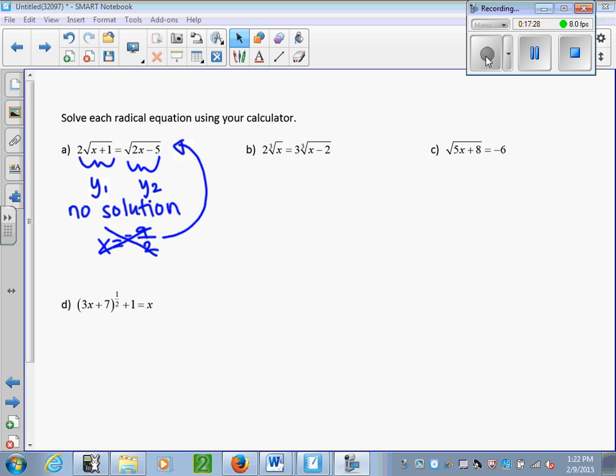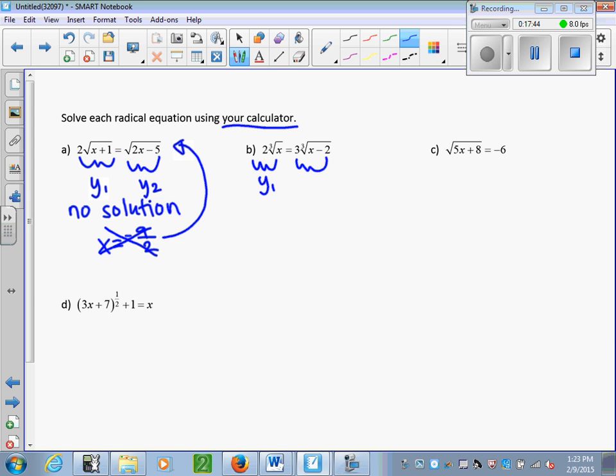Alright, so let's go on to B. Alright, so this one, again, if you look back at the directions, it says using your calculator. So that means we're just graphing it. So we put one side of it into y1, one side of it into y2, and we look for where they cross.